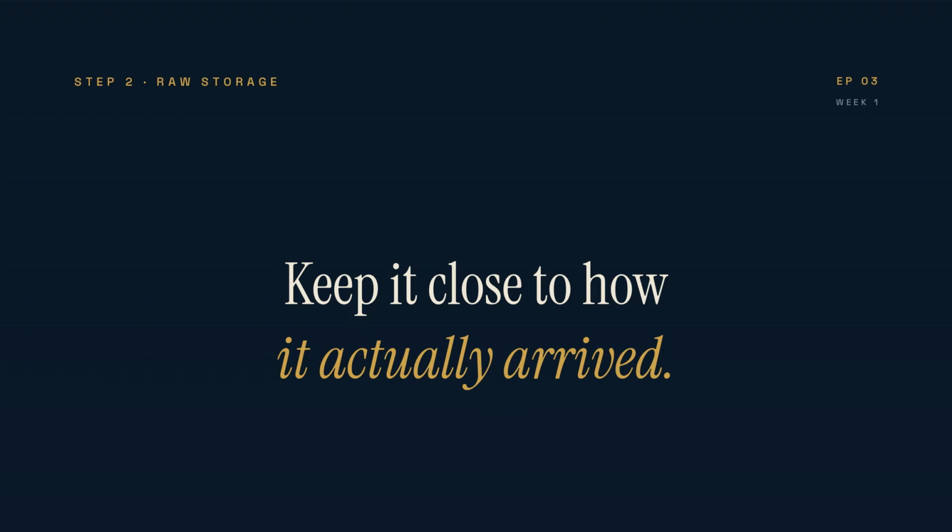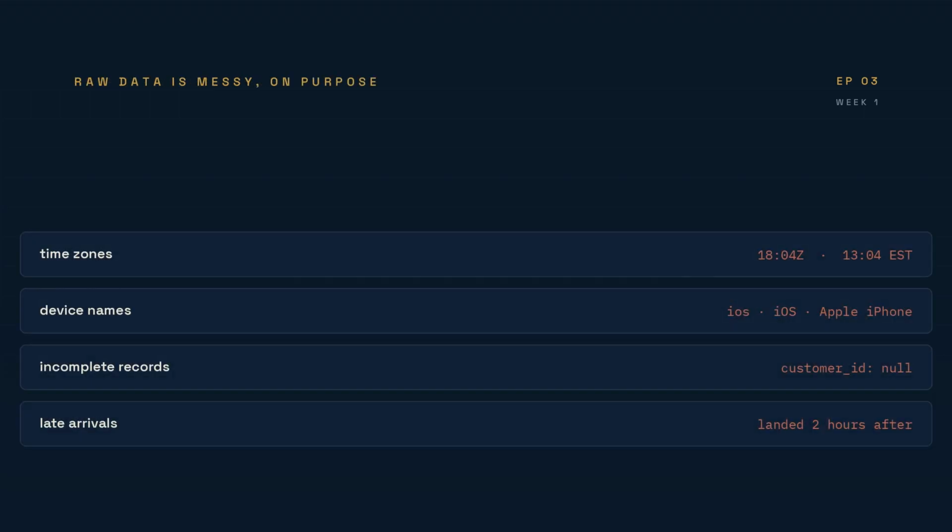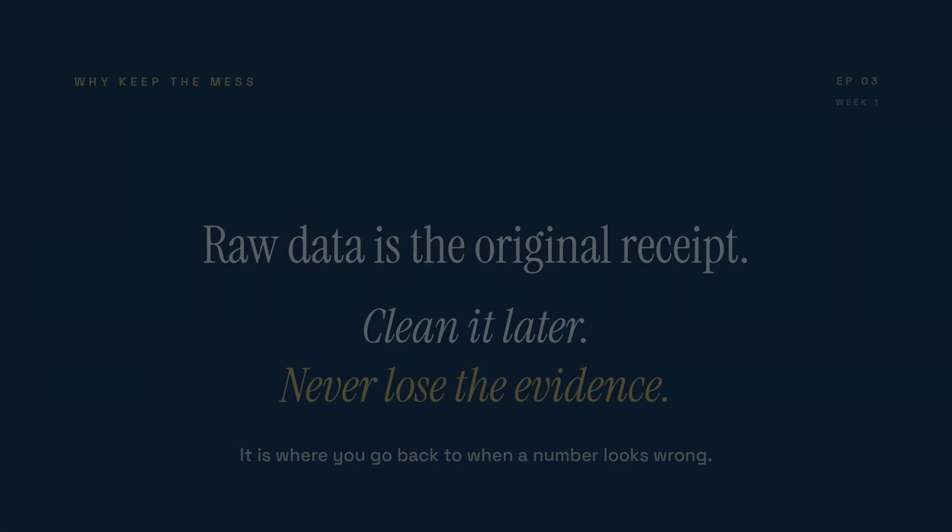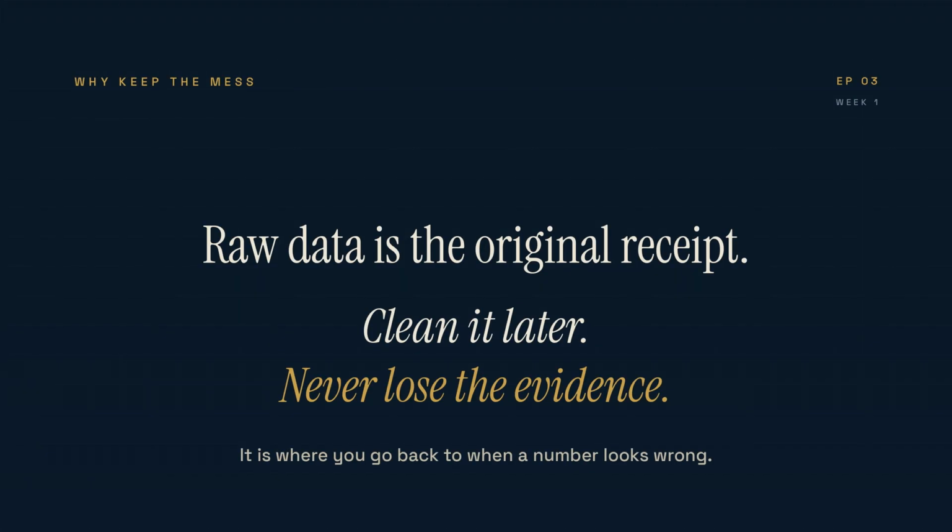Next, the event reaches raw storage. At this stage, the data is usually kept close to its original form. The product ID may be correct, but the event time may use a different time zone. The device name may be written in several ways. Some records may be incomplete. Others may arrive late. Raw data is valuable because it gives engineers a place to return to when something goes wrong. Think of it as the original receipt. You may clean it later, but you should not lose the evidence.